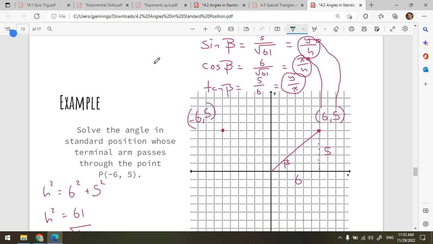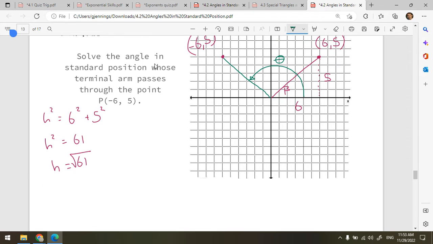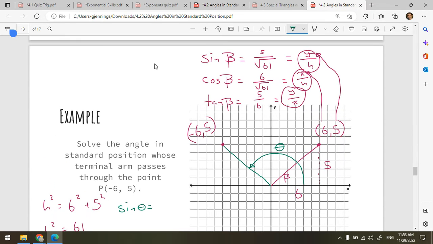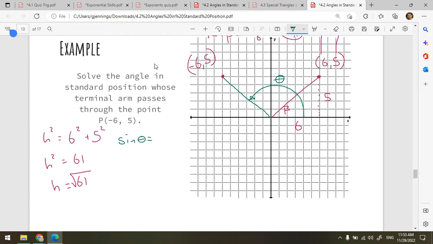So let's shift to forest green. And we're going to take a look at this angle here and try and calculate that angle. This is the angle we're interested in. That's theta. And if we look at the different things for theta, sine theta is going to be equal to, we're going to look for the y value there and put it over the hypotenuse. The y value is 5. So we would have 5 over the square root of 61.